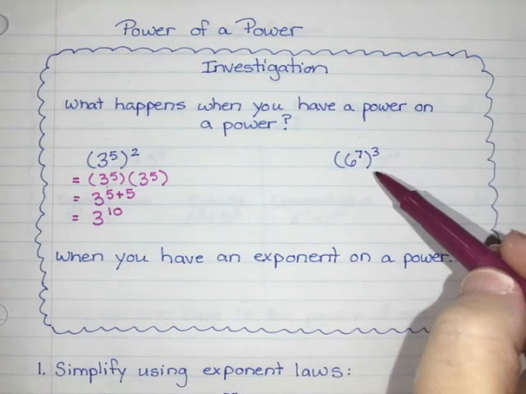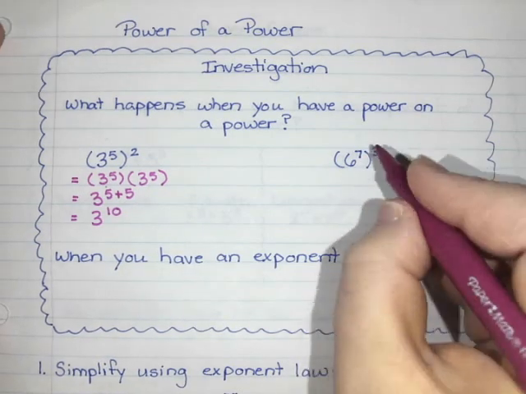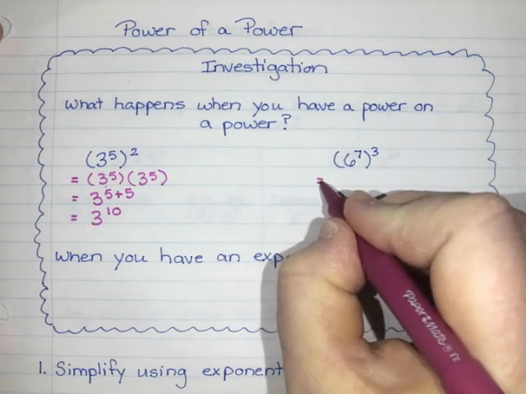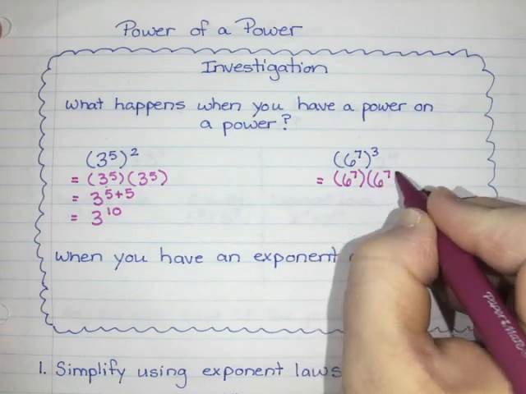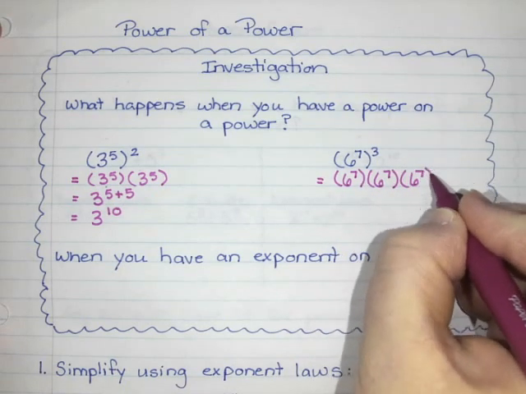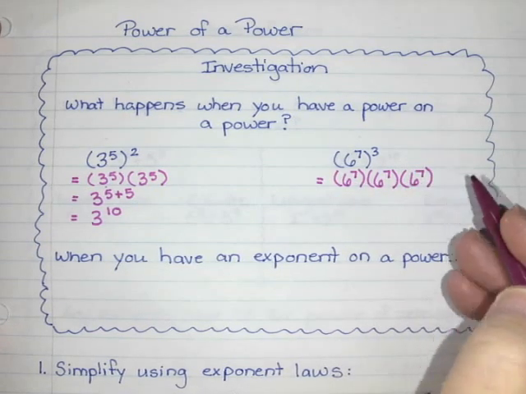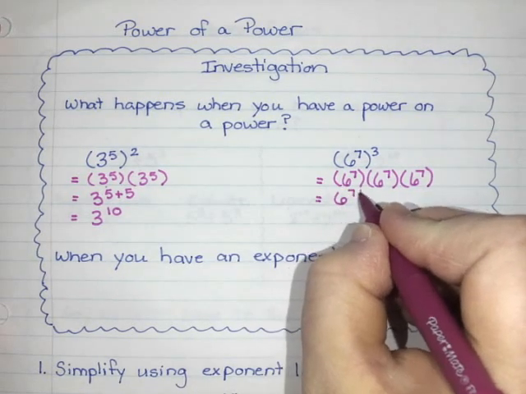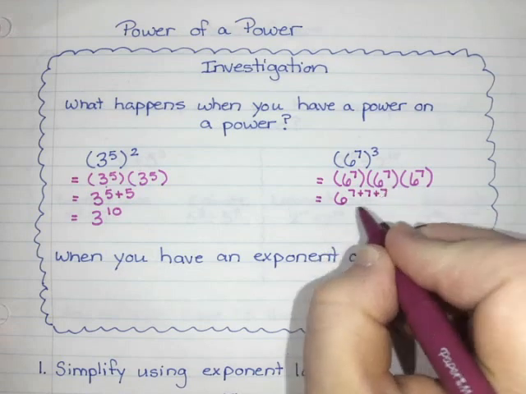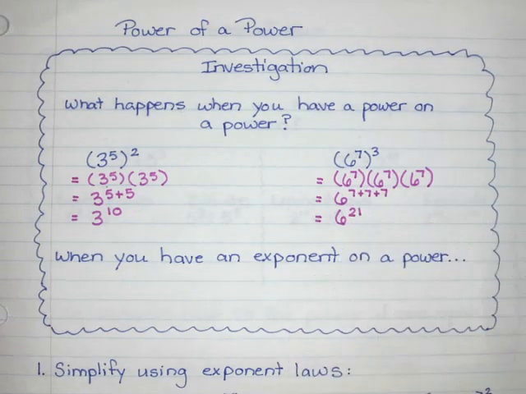We're going to try our second example, which says 6 to the power of 7 to the power of 3. What that means is we are multiplying three 6 to the power of 7s together. So I have 6 to the power of 7 times 6 to the power of 7 times 6 to the power of 7. Now once again, this is a multiplication question and they all have the same base. So I can simplify it by adding the exponents together. So this is 6 to the 7 plus 7 plus 7. 7 plus 7 plus 7 is 21. So it's the same thing as 6 to the power of 21.